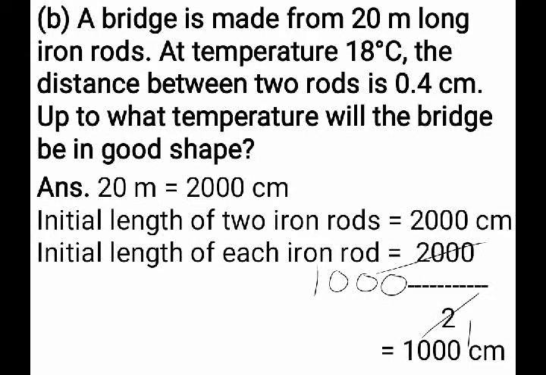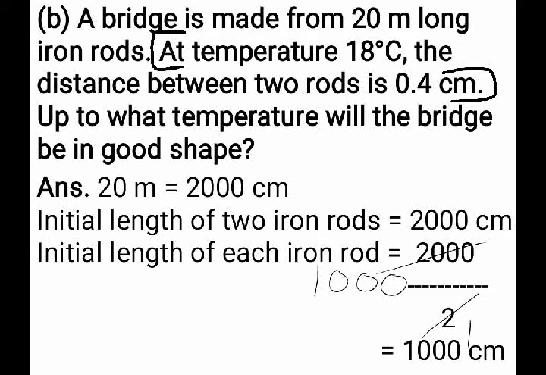Now you have to understand the next sentence of this sum. At temperature 18 degrees Celsius, the distance between two rods is 0.4 centimeter. The distance between two rods means change in length of two rods. Temperature 18 degrees Celsius is the final temperature. Initial temperature is not given. You have to find the initial temperature by using the formula of change in length.